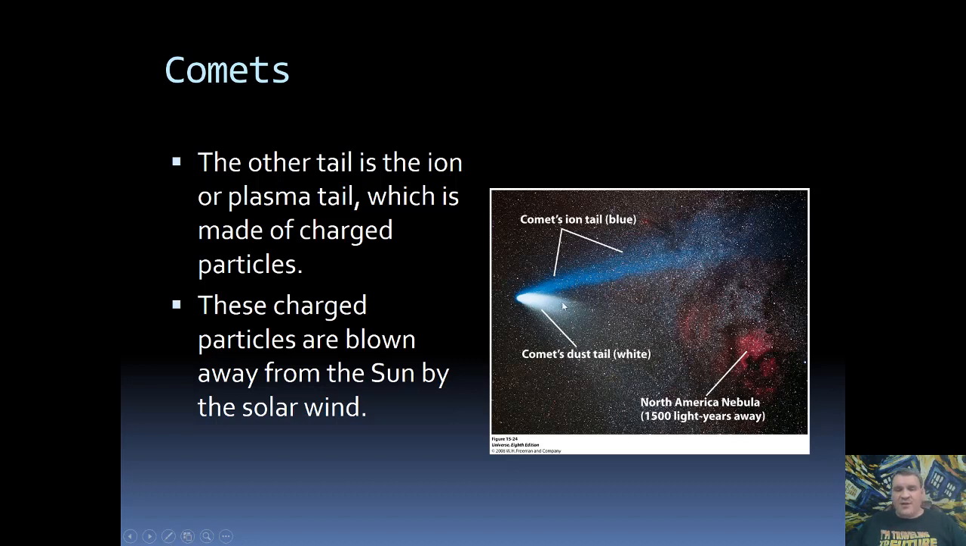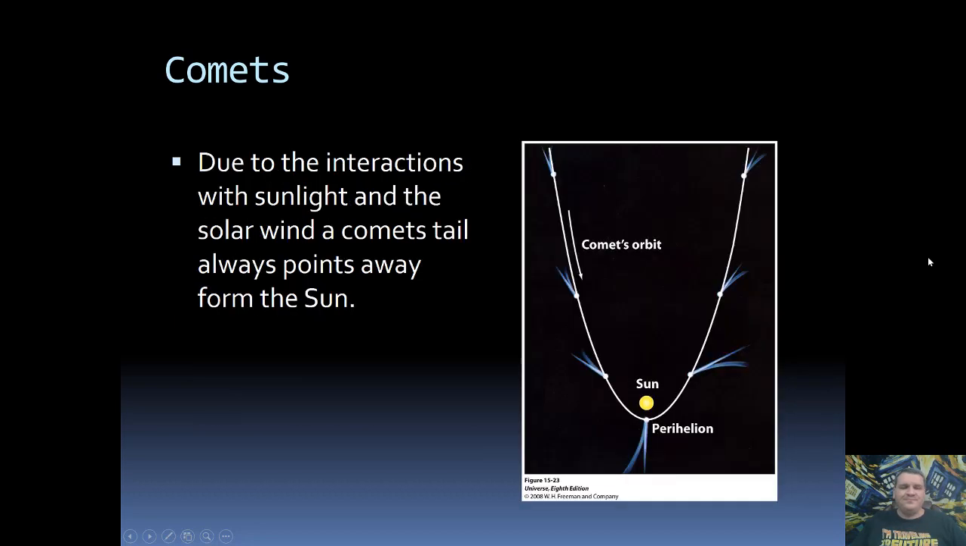So there's the dust tail made of dust and the ion tail made up of ions or plasma. But in both cases, they're going to be pointing away from the sun. The dust tail because it's being pushed by sunlight, and the ion tail because it's being pushed by the solar wind. So what this means is that the tail of a comet will always point away from the sun.